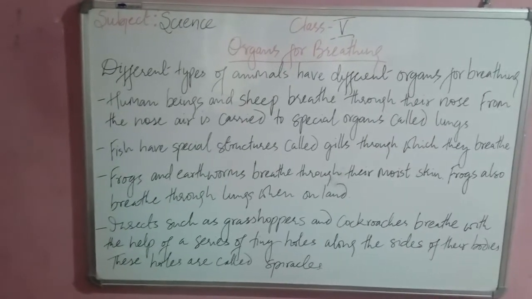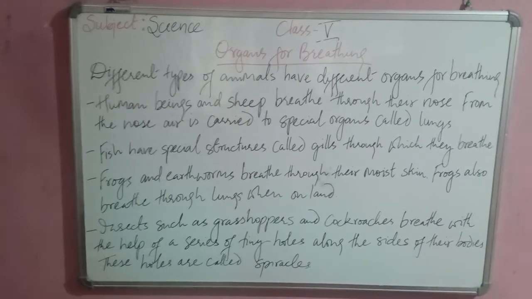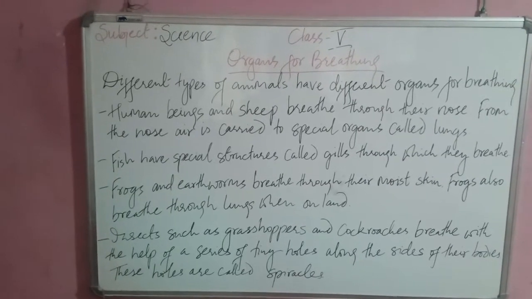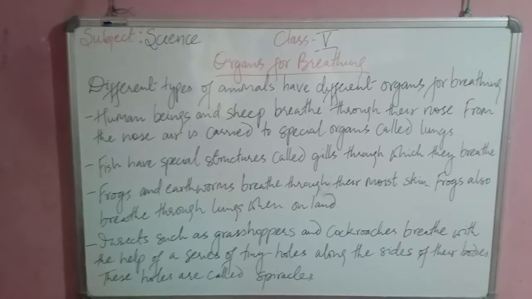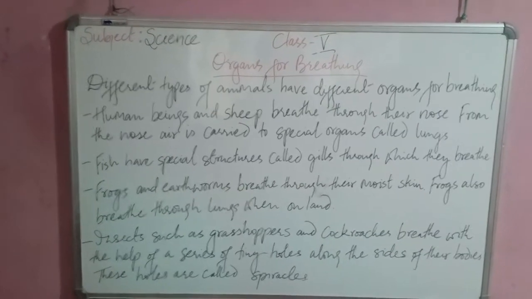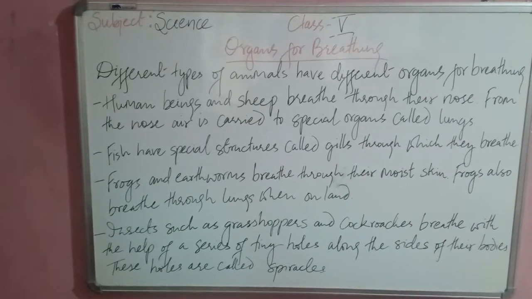So the next topic we have is organs for breathing. Different types of animals have different organs for breathing, as you can see in the picture below. So there is a picture of a human, a fish, a frog and a grasshopper. Human beings and sheep breathe through their nose.